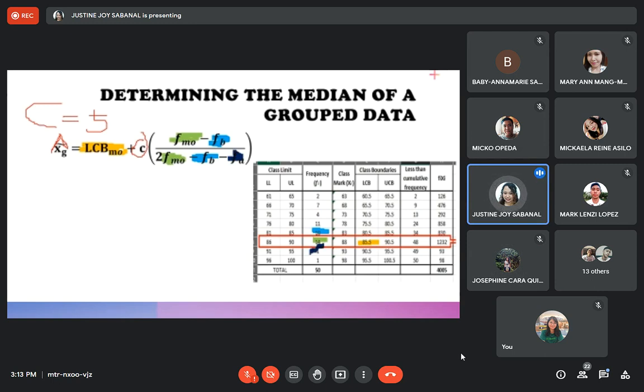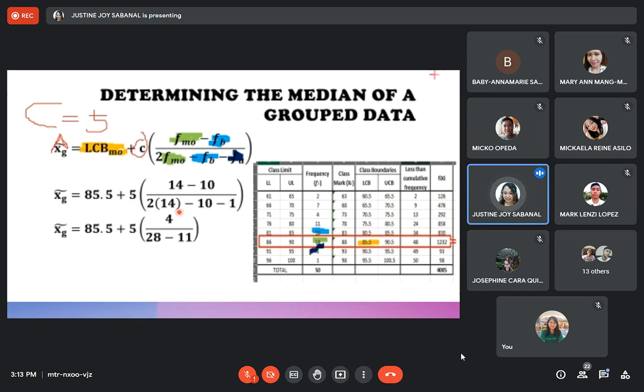So this is, so substitution. So we have 85.5 plus 5 as the class size multiplied by the quantity 14 minus 10 all over 2 times 14 minus 1, minus 10 ay minus 1. So simplifying, 14 minus 10 is 4, 2 times 14 is 8, then 10 plus 1 is 11, then copy yung sign, parehas naman silang negative, so we have negative 11.